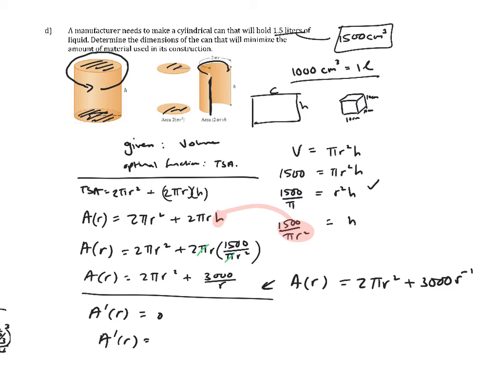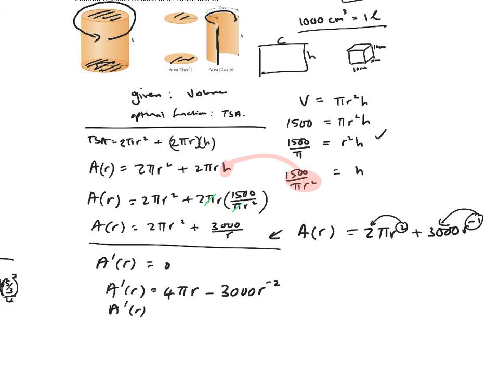So the derivative of that is going to be, the derivative of 2 pi r squared with respect to r, of course you multiply the 2 by the coefficient, so 4 pi r, and then plus pi, but a negative, because here we're going to go minus 1 times 3000, so it's minus 3000, and then r, and subtract 1 from that, so it's minus 2. So the derivative of the function A(r) is going to equal 4 pi r minus 3000 over r squared. And that is where that's going to equal 0, right?